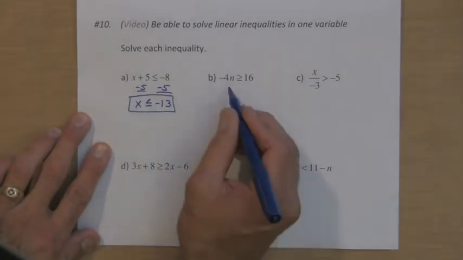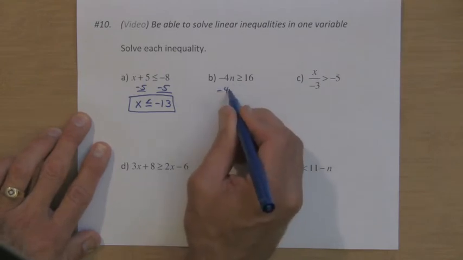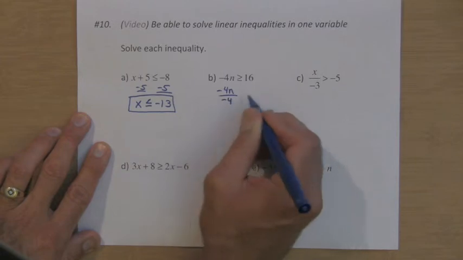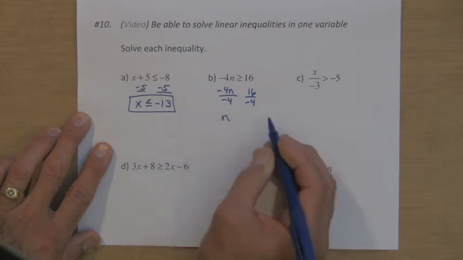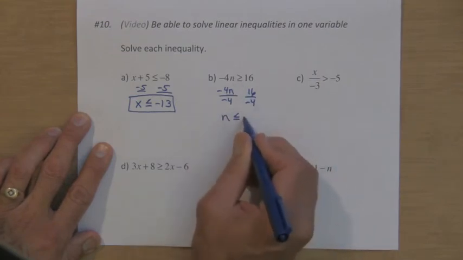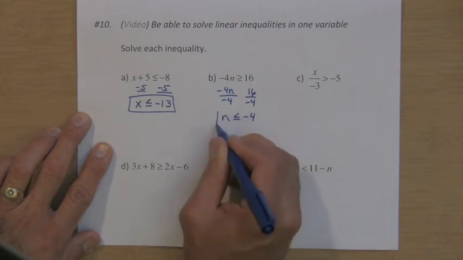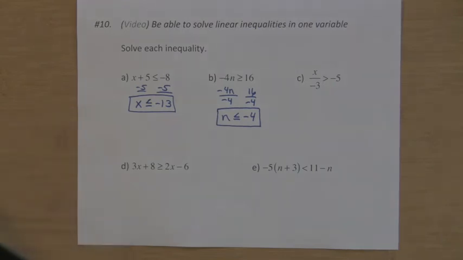Letter B, negative 4n is greater than or equal to 16. To get n by itself, I would divide by negative 4, and dividing by a negative requires that I switch the sign. So these negative 4's simplify, leaving n. The greater than or equal to becomes less than or equal to, and 16 divided by negative 4 is negative 4. So my solution is n is less than or equal to negative 4.